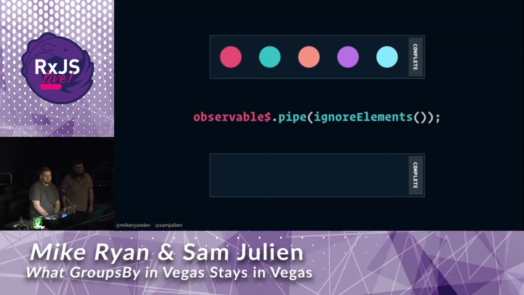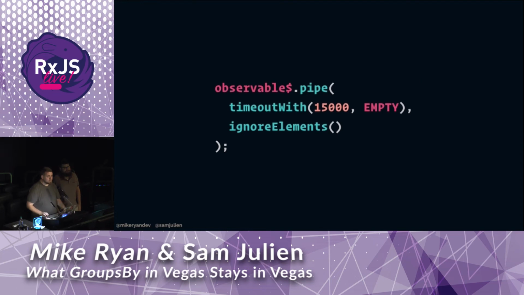So here we can use the ignore elements operator. And effectively what this does is it's going to take all those notifications from a source observable and ignore them. So if we have a line of packages, it's going to produce an observable that takes the same amount of time as the source observable, but has no more packages on it, and then it just completes. So what we can do is we can pair this up with timeout with to create an observable that's going to time out after 15 seconds of inactivity, but is going to be otherwise empty.